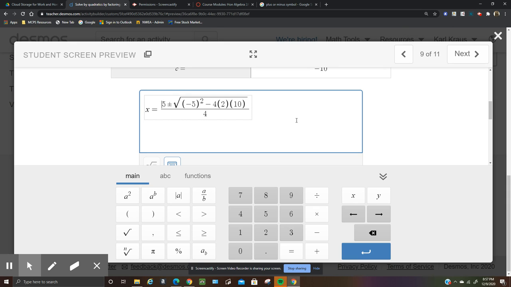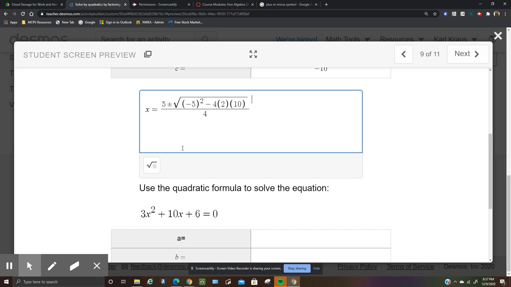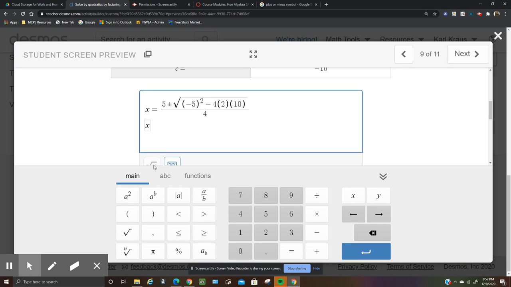All right. So now you have to simplify some things here. 5, and then Alt 241 on the keypad. And then when you let go of the Alt key, it gives the plus minus symbol. 25 minus 80.